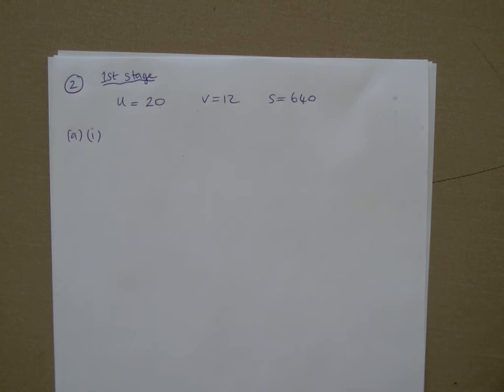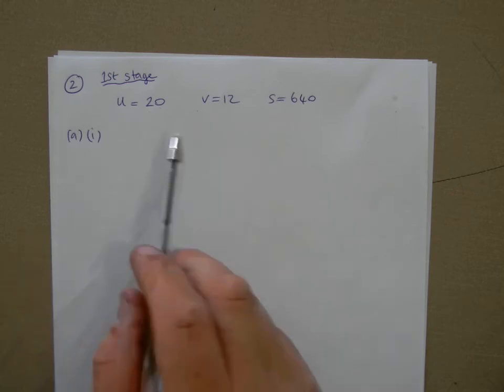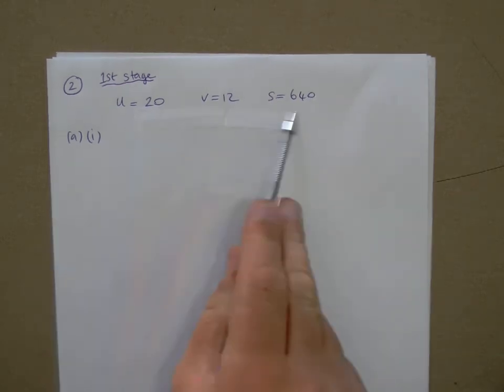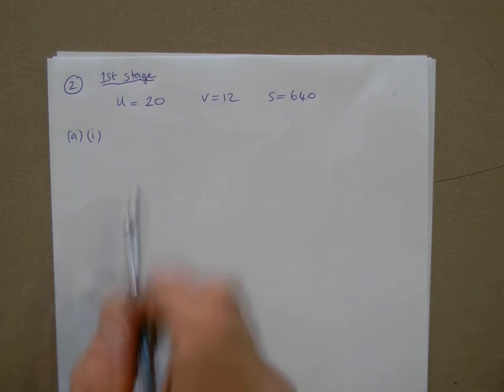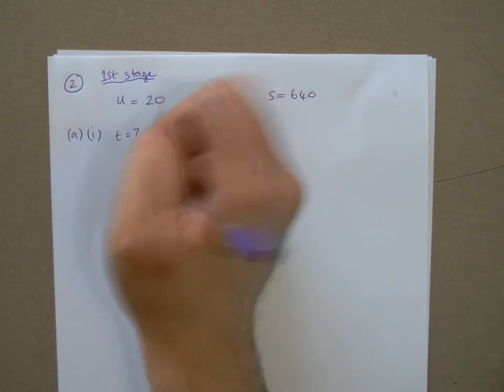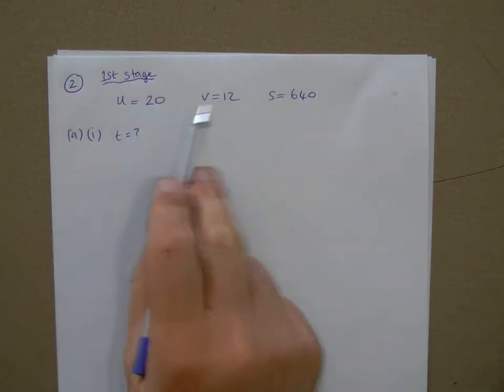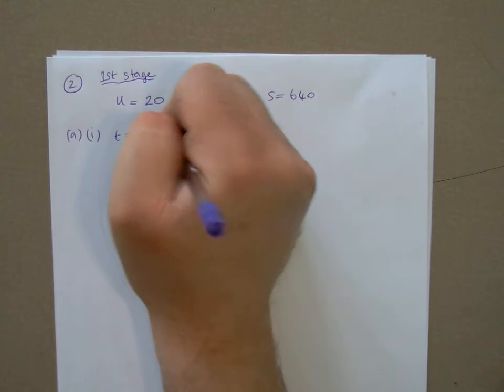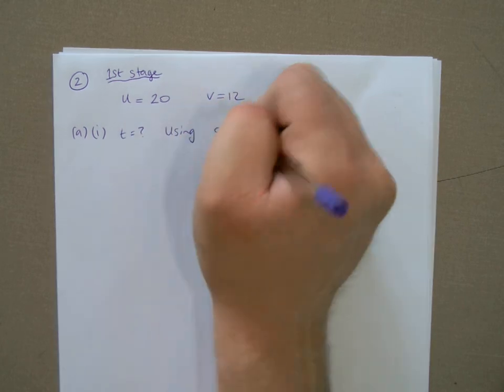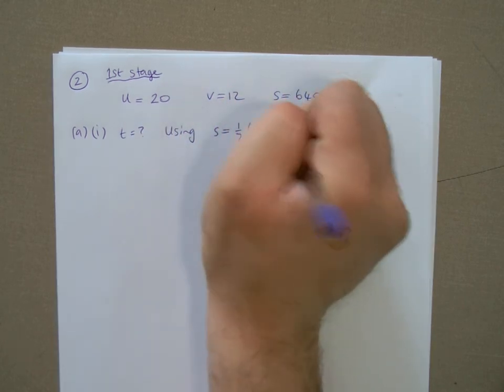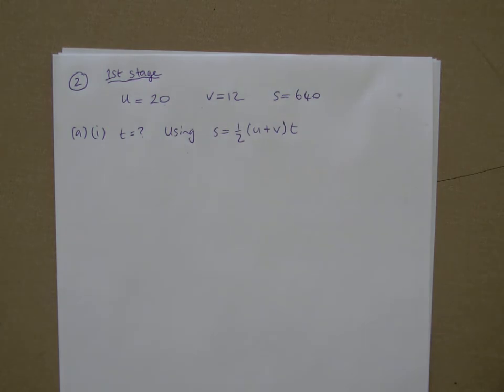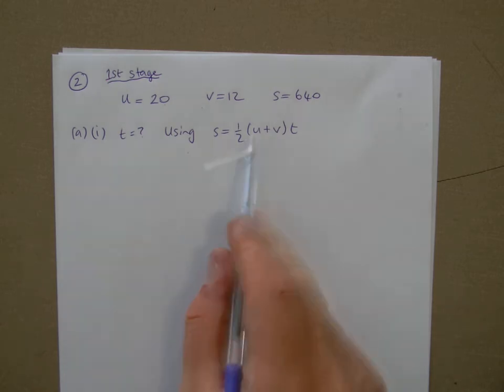It says there, find the time it takes for the car to travel the first 640 meters. Well, for the time, let's think about what formula we can use. We've got u, we've got v, we've got s, we've got t. The one I'm thinking of is s equals 1/2 (u plus v) t. That's the one I'd use there, because we don't know the acceleration, or the deceleration rather. We don't know what that is, so I can't use anything with a involved. So that's the only one without a.